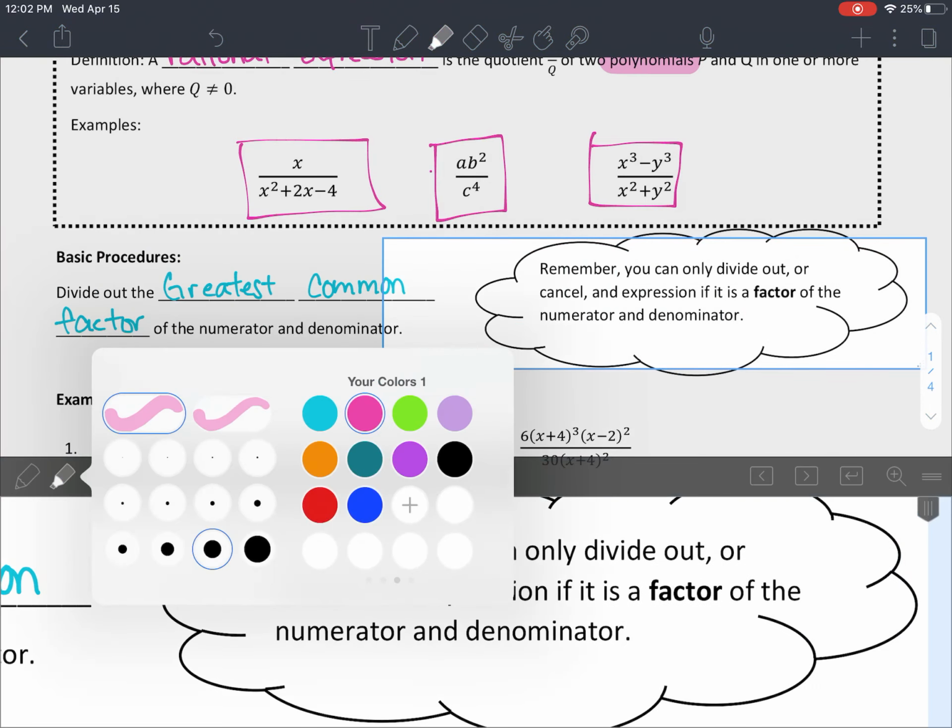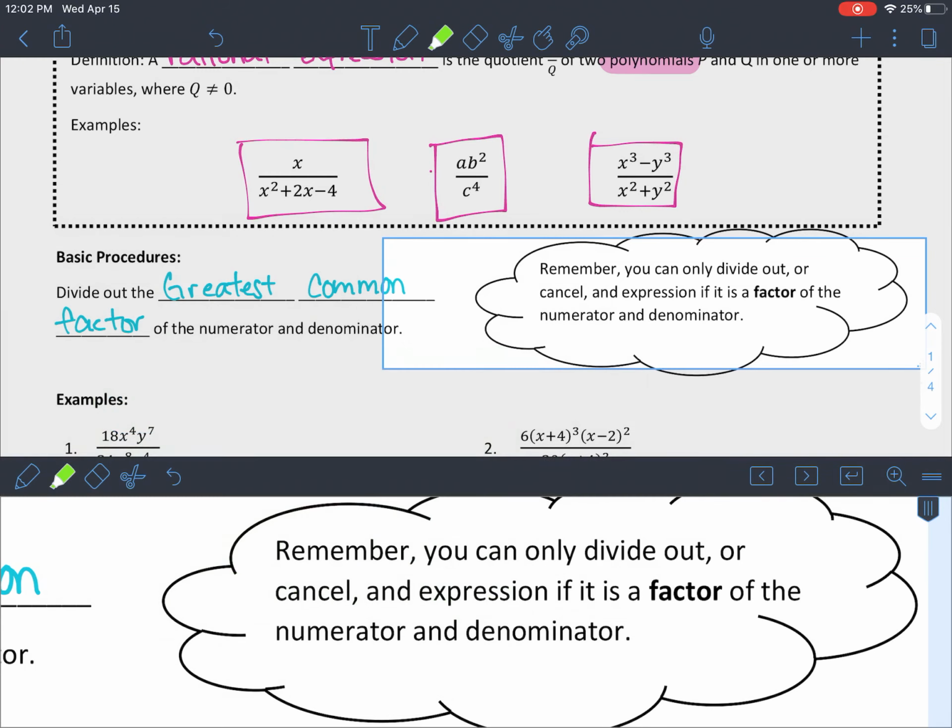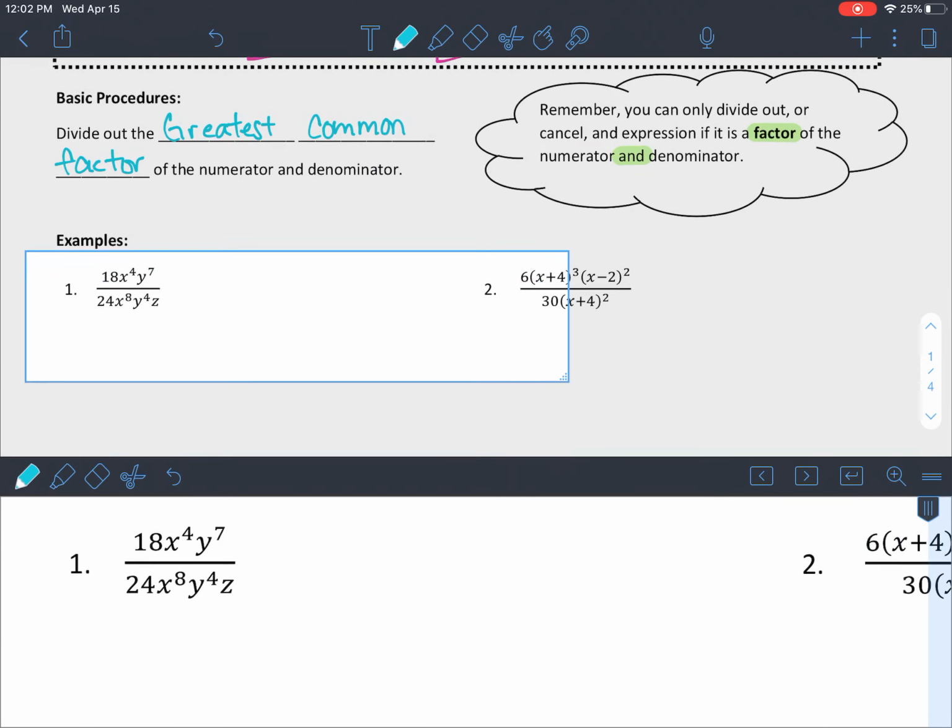The big thing that I want us to remember when we're doing these is that you can only divide out or cancel an expression if it is a factor of both the numerator and the denominator. Just keep that in mind as we move forward. That might not make too much sense right now, but it will as we continue to progress through this unit. For my first example, I stuck with some pretty simple values. We have 18x to the 4th, y to the 7th, over 24x to the 8th, y to the 4th, z.